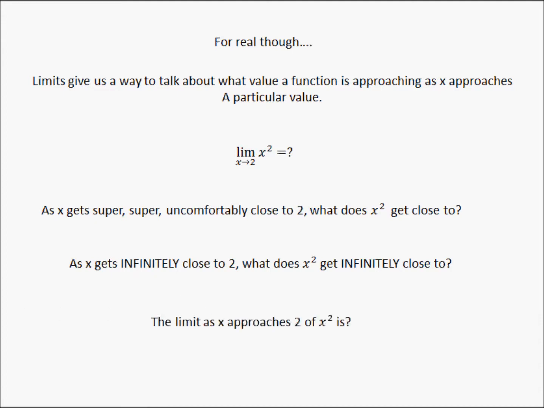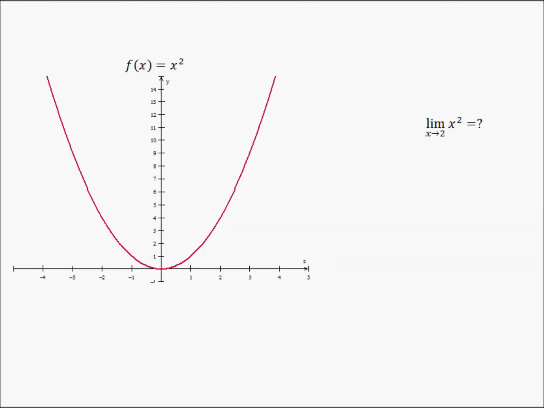How it's read is, the limit as x approaches 2 of x squared is, and then you're supposed to answer that. And maybe you're thinking right now, well, if x is close to 2, then x squared has to be close to 4, and you're absolutely correct. But let's take a look at what's really going on here, because most of the time you're not going to get easy limits like this.